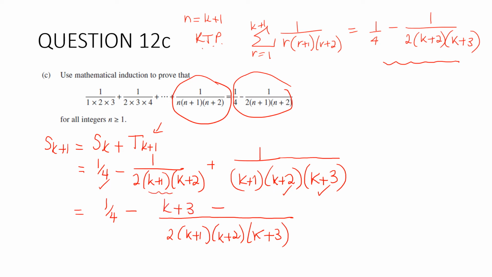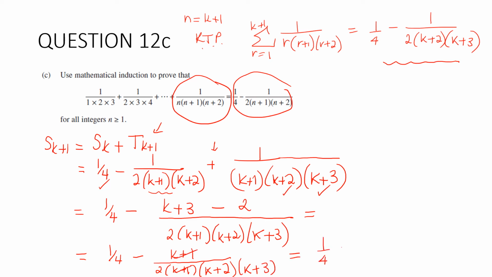This is going to be a minus here, because I'm factorizing the negative out. And this one just needs a 2. I think we're there, just about. Equals, I'll go down here, equals 1/4 minus k plus 3 minus 2, which is k plus 1. Running out of room. 2(k+1)(k+2)(k+3), cancels, equals 1/4 minus 1 over 2(k+2)(k+3).